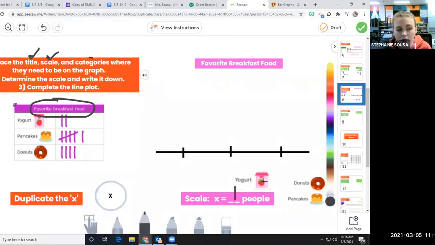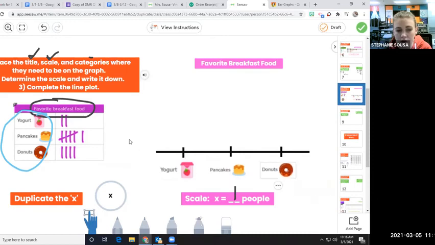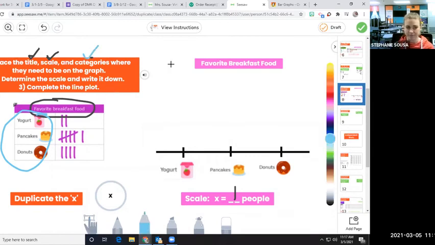Categories. Our categories are the types of breakfast food. Yogurt, pancakes, and donuts. Here they are down here. Yogurt is first on my frequency chart. It's going to be first on my line plot. Pancakes are second on my frequency chart. They're going to be second on my line plot. And donuts are third on my frequency chart. They're going to be third on my line plot. Categories, check.